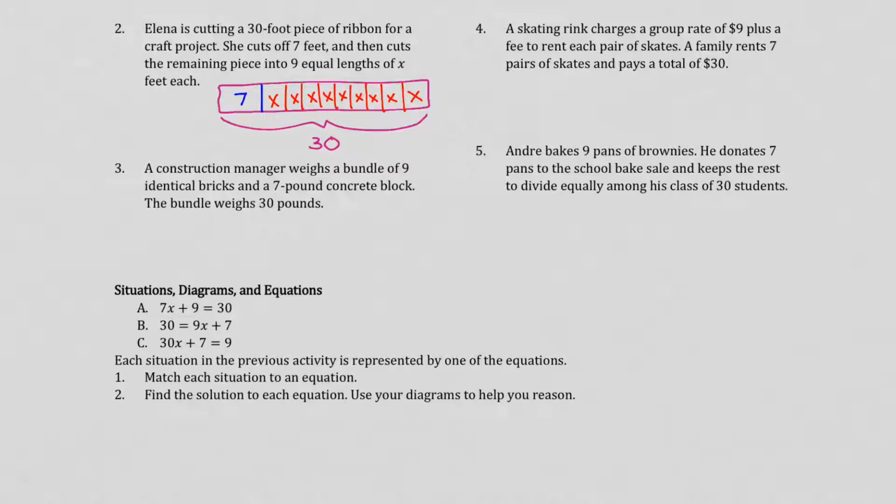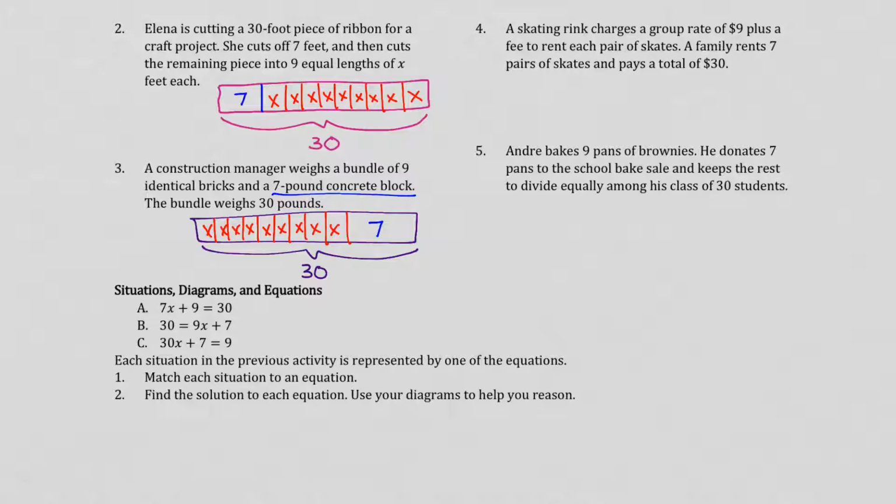Okay. Then number 3, need another box. A construction manager weighs a bundle of 9 identical bricks and a 7-pound concrete block. The bundle weighs 30 pounds. So this whole thing should weigh 30. He weighed a bundle of 9 identical bricks. So 1, 2, 3, 4, 5, 6, 7, 8, 9 identical bricks, but we don't know how much they weigh. Those are all X's. And then a 7-pound concrete block. And there's just one of those, so just 1, 7.